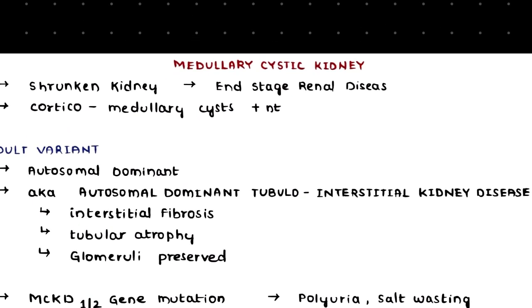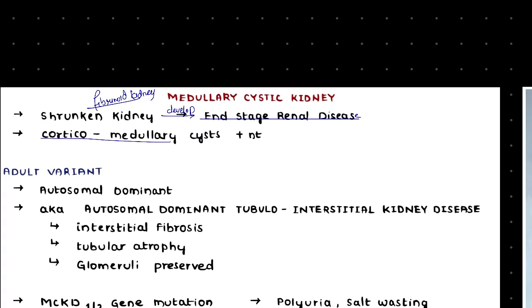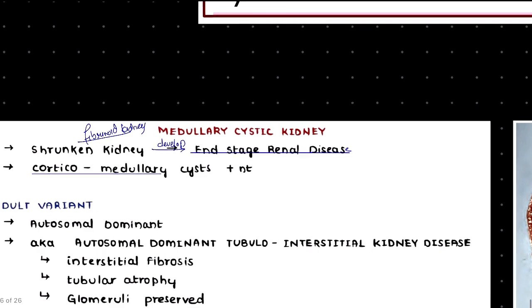Now this medullary cystic disease is characterized by shrunken kidneys and another, fibrinoid kidney. Shrunken kidney and fibrinoid kidney will develop into end stage renal disease. It mainly involves the corticomedullary region, and there will be the presence of corticomedullary cysts.